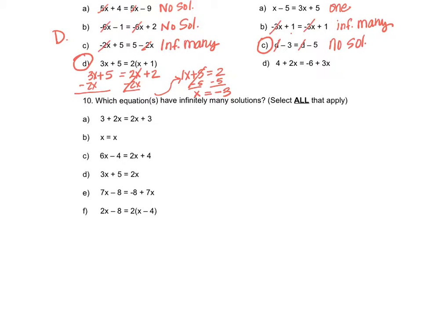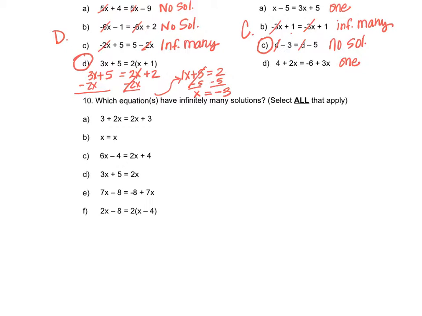So it looks like C is my answer. I'm going to go ahead and work D just to be sure. On D, I have a 2x on the left and a 3x on the right. Those will not cancel, so I know that I will have an answer. So I will have one solution. So C is the correct answer. The last one is number 10.